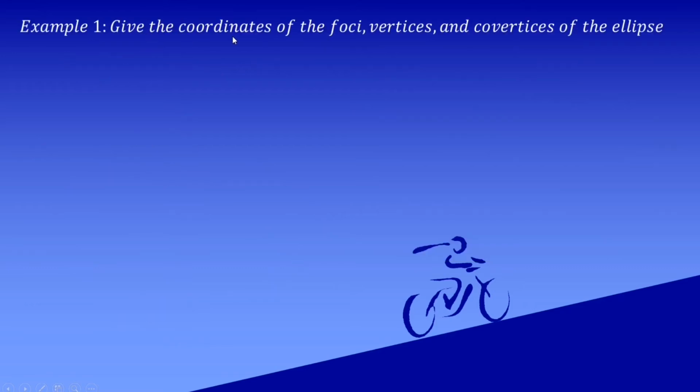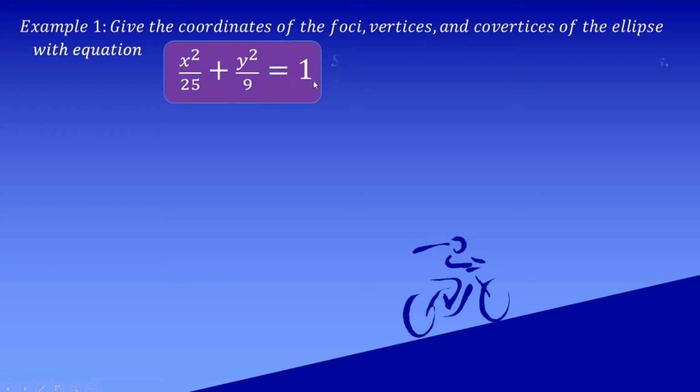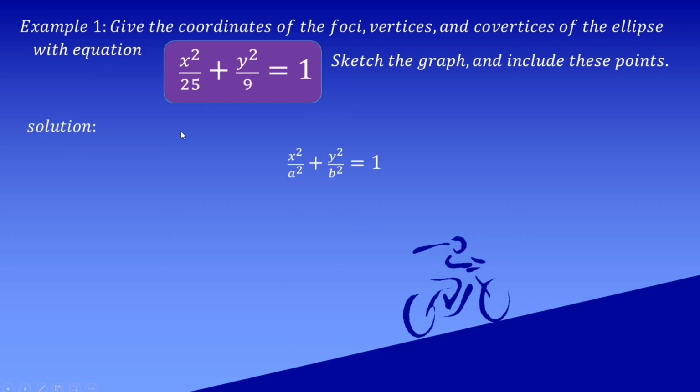Example number 1, I'll give the coordinates of the foci, vertices, and covertices of the ellipse with the equation x squared over 25 plus y squared over 9 is equal to 1, and sketch the graph and include these points. Ito yung ating template for the equations of an ellipse to find the component of A. A squared is equal to 25 and our B squared is equal to 9.